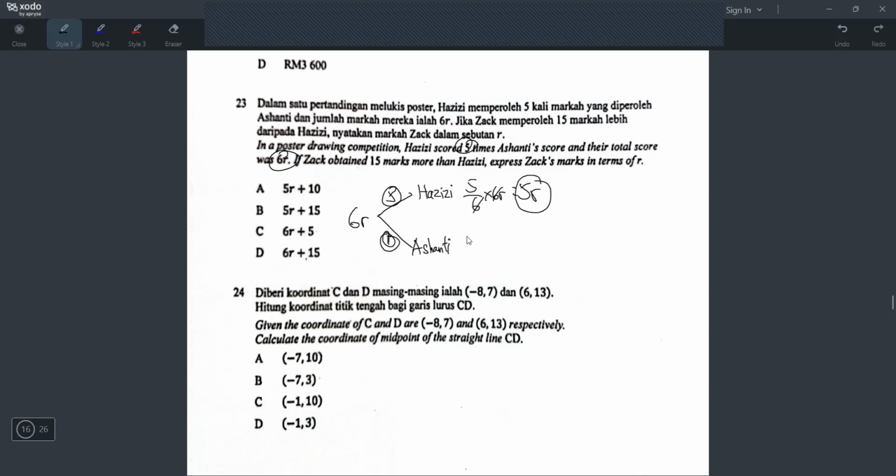What about Ashanti? Ashanti will be 1 over 6 times the total, then you will get Ashanti's marks. You will get R. So 5R is Hazizi's marks, R is Ashanti's marks. If Zach obtained 15 marks more than Hazizi, so Zach's marks is how much? It will be Hazizi's marks plus 15, which is 5R plus 15. And then what do they want? Express Zach's marks in terms of R. This one, 5R plus 15, the answer is B.